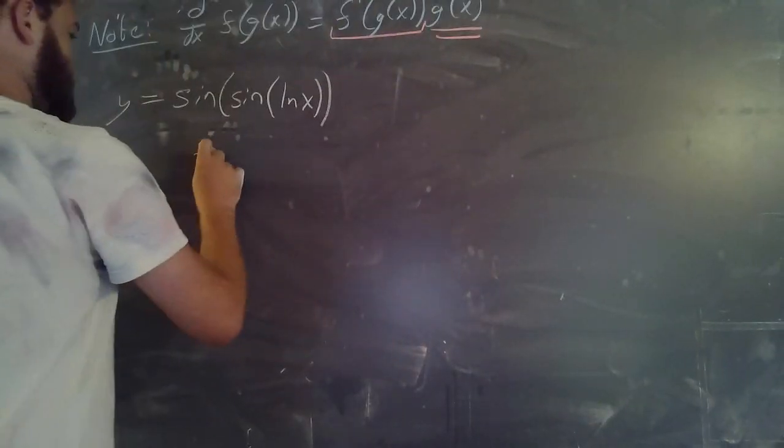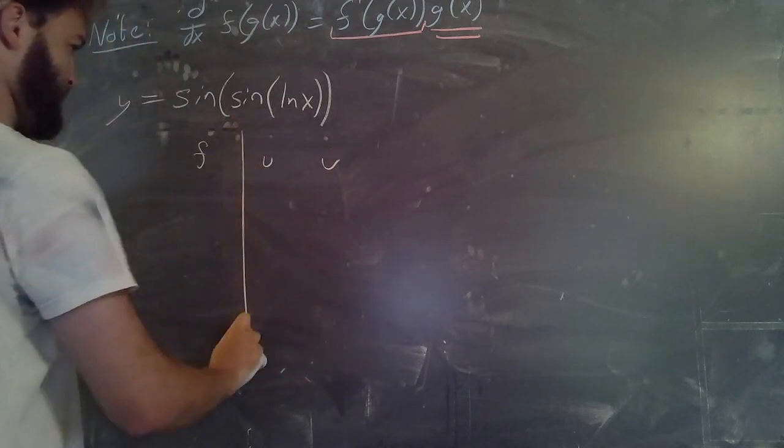So I like using the tabular method for this. I'll do f, u, and v.